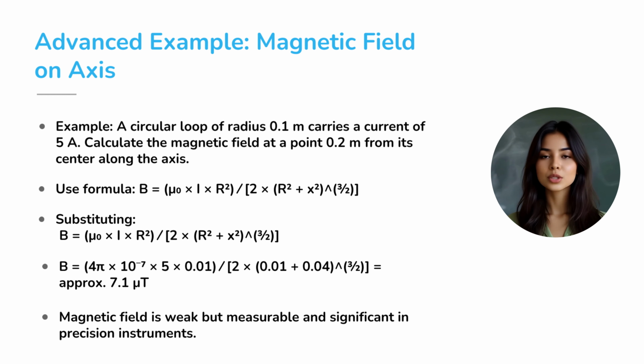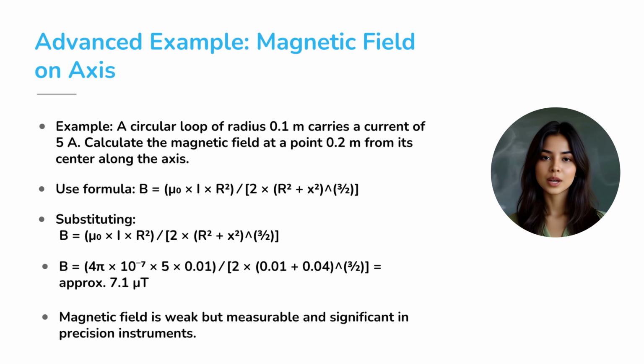Let's apply our knowledge with a real example. Suppose we have a circular loop of radius 0.1 meters carrying a current of 5 amperes. We want to calculate the magnetic field at a point 0.2 meters away on its axis. Using the formula, B equals mu naught I r squared divided by 2 times the quantity r squared plus x squared raised to 3 by 2. Let's plug in the values.